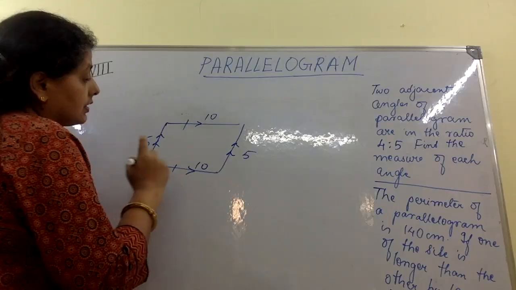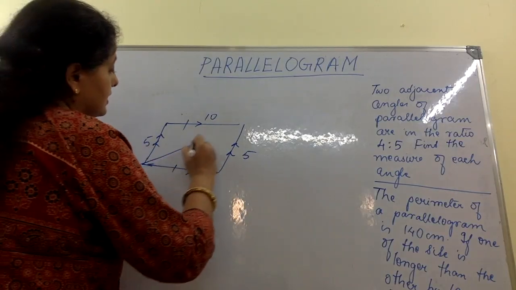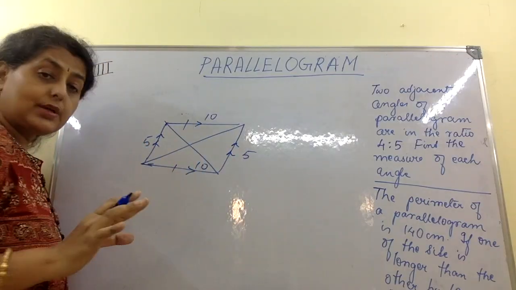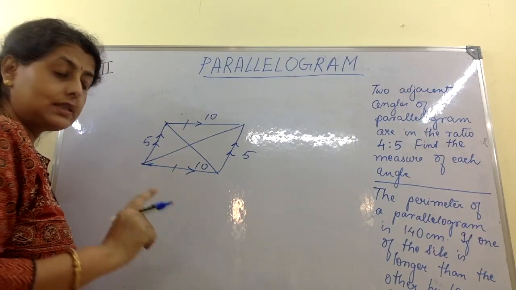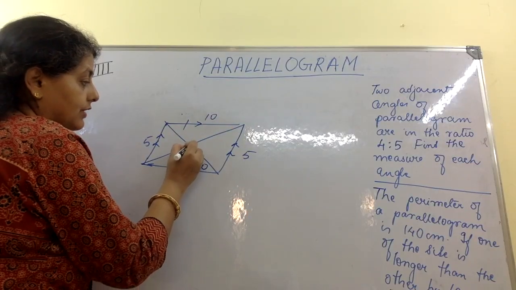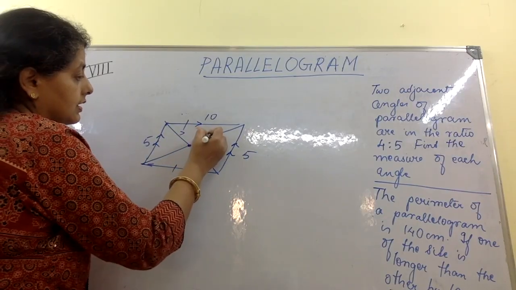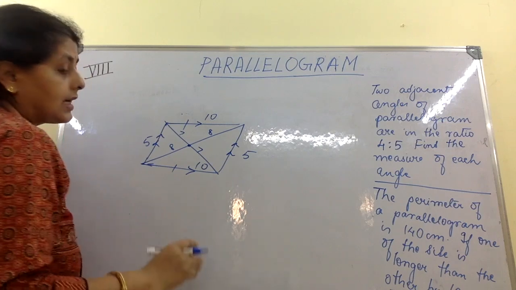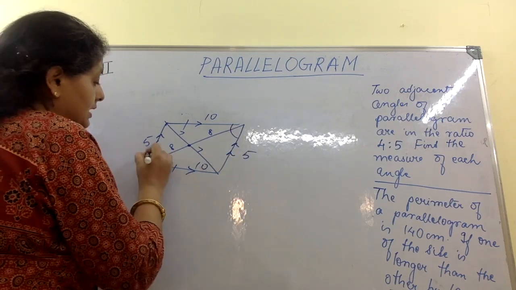Now the next one is diagonals bisect each other. That doesn't mean they are equal. The only thing it means is this diagonal has been cut into half. So this is the point where both the diagonals are cut into halves. So maybe this is 7, 7, 8 and 8 like that. There's one more rule of a parallelogram, which is opposite angles are equal.